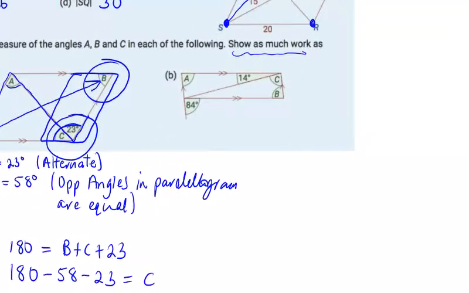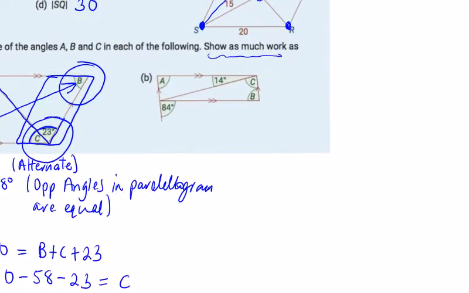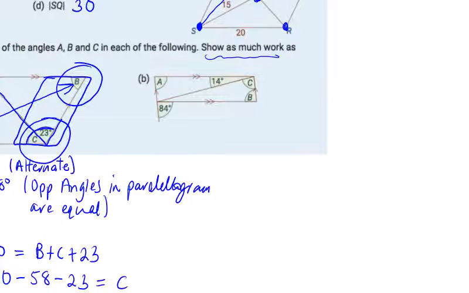So let's look at this one. It may look a bit more complicated just because of the way it's written. The thing that stands out to me, and hopefully you, is the Z. So we've got alternate angles. So this one has to be 14. So we can put that in straight away. We're not asked for it, but that's alternate to 14. So we should be able to see A and 84 correspond here. So A has to be equal to 84.